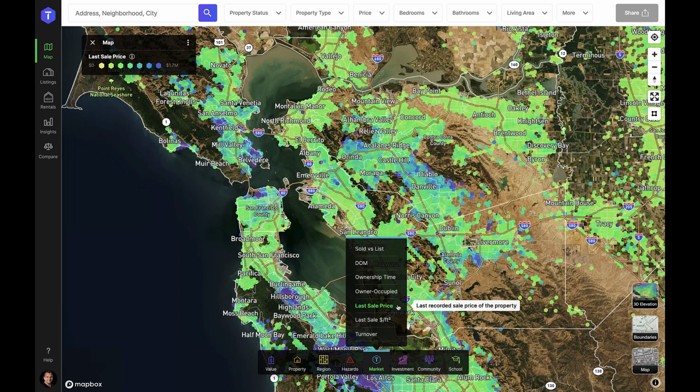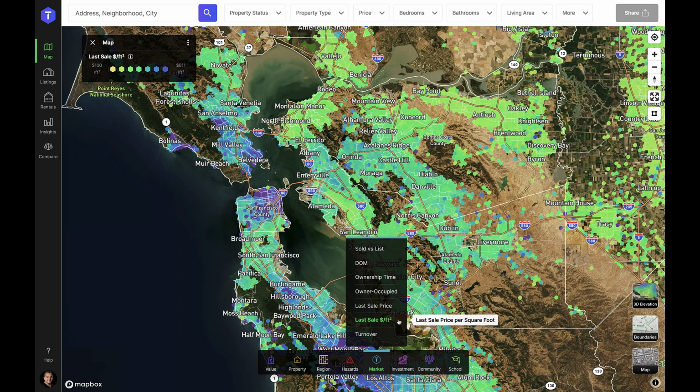The last sale price and last sale price per square foot layers give you a quick snapshot into the market sale price and market price per square foot dynamics of any region.